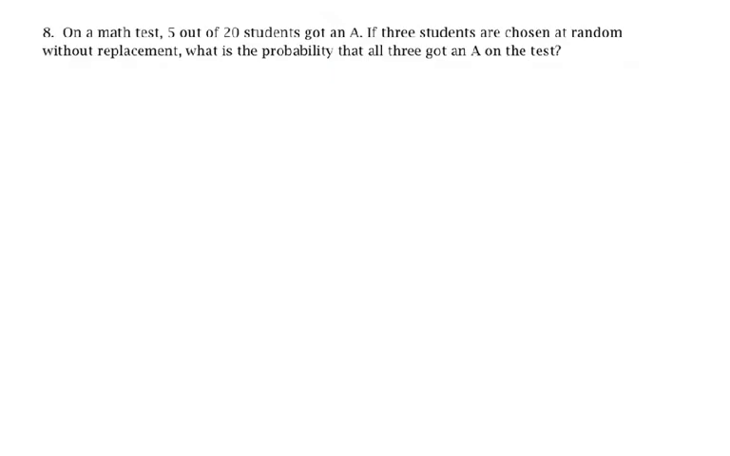Okay, the next question, number 8. On a math test, 5 out of 20 students got an A. So 5 out of 20, and we'll say that event A is getting an A. If 3 students are chosen at random without replacement, that means you take a student and then you take another one, you take another one. What is the probability that you get 3 students that got an A?